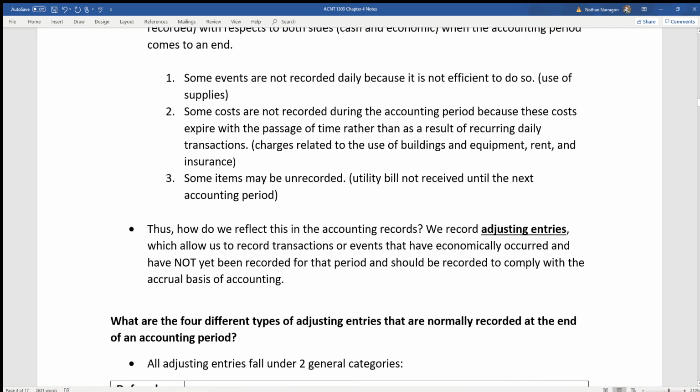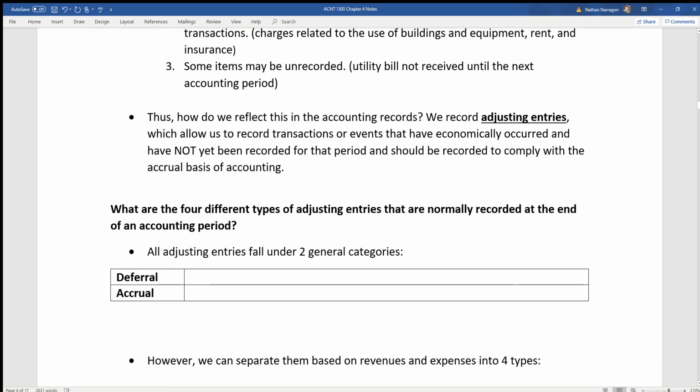Well, these are called adjusting entries, which allows us to record transactions or events that have economically occurred, are basically showing how the business is running, at what time, how much is being used, everything using normal business methods.